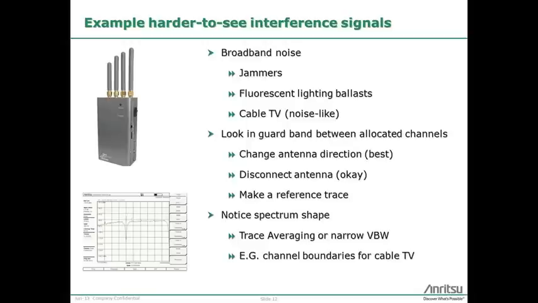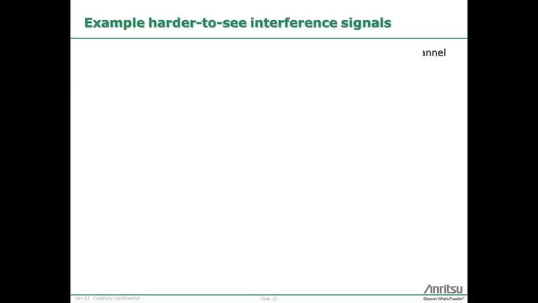And as we mentioned, notice the spectrum shape. And the picture we see there is from cable TV leakage. One thing to do with broadband noise-like signals is to use trace averaging or narrow video bandwidth to get the shape of the signal and not be distracted by the noise aspects of it. And you can see on that signal there are very clear channel boundaries. There are dips in the signal about every 6 megahertz, just like cable TV. That's a good signature of cable TV signals.